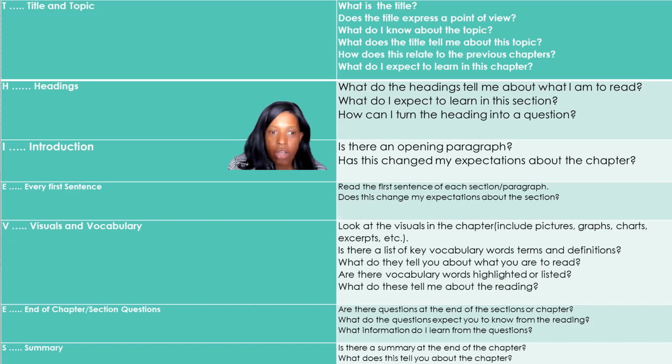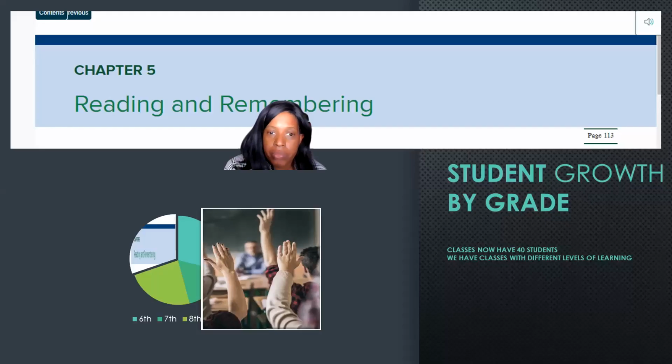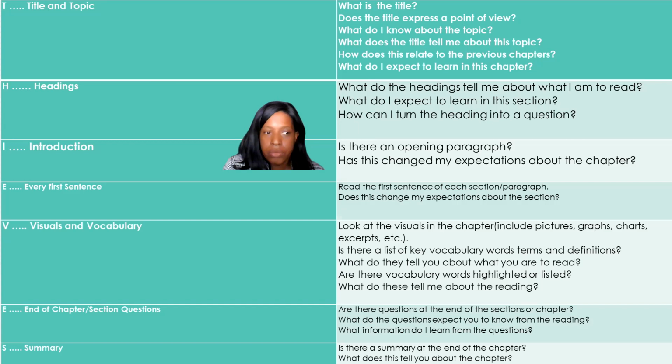Then, after you read the section, did it change your expectations about that section? So if I'm reading student growth by grade, and then I see classes now have 40 students, we have classes with different levels of learning. Those are my first sentences. Did it change my expectation, or what did it do at this time? Now, look for visuals. Did they give me any pictures? Is there any new vocabulary words or terms in that textbook?